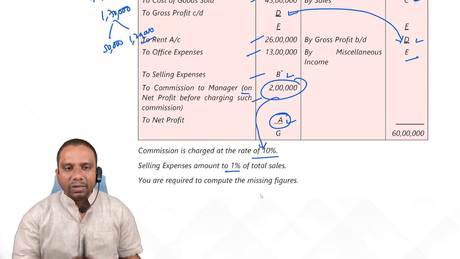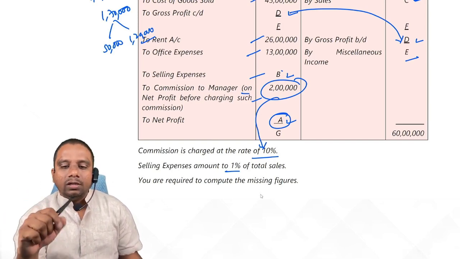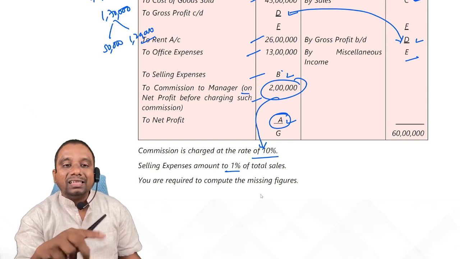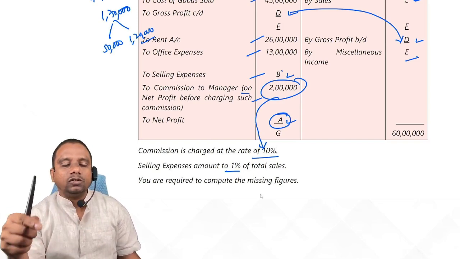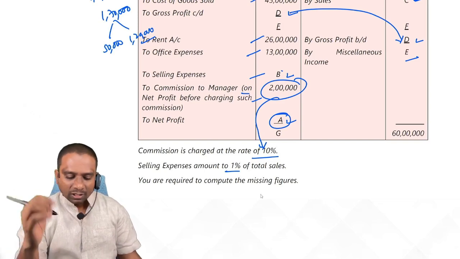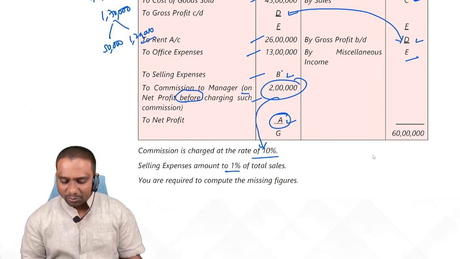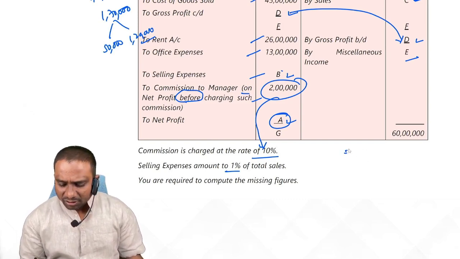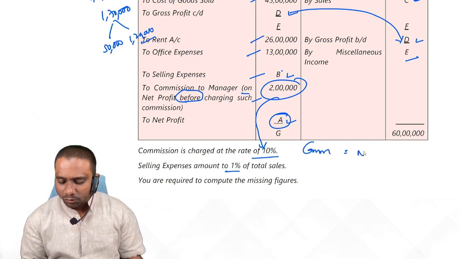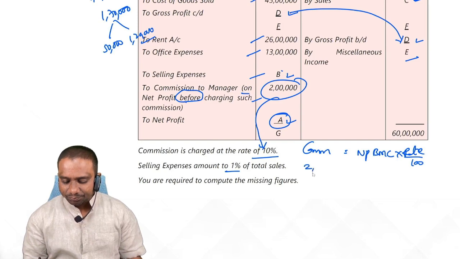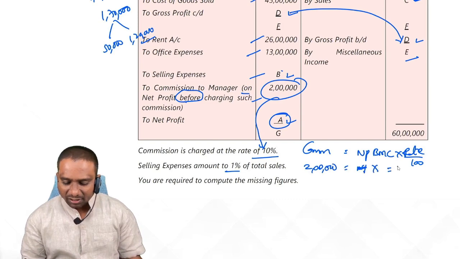Here manager commission is paid on two bases. One, commission as a percentage of net profit before charging manager commission, or commission as a percentage of net profit after charging manager commission. Here first look at it, it is on net profit before charging manager commission. What is the formula for this? Commission is equal to net profit before manager commission into rate by 100. Yes or no? Here commission is not given, let us say this is x, and the rate is given, 10 by 100.